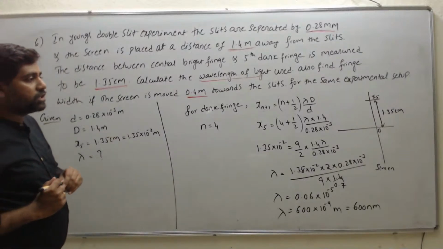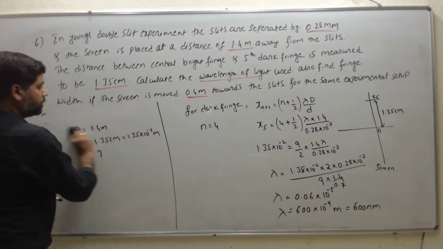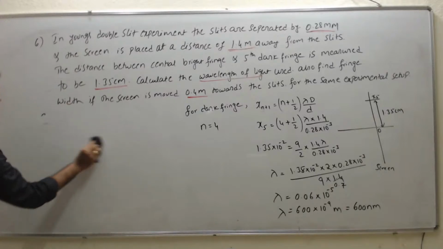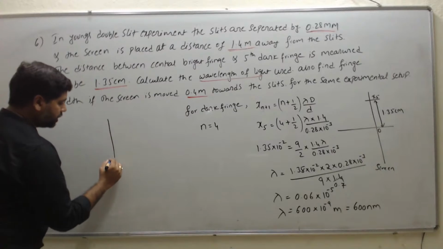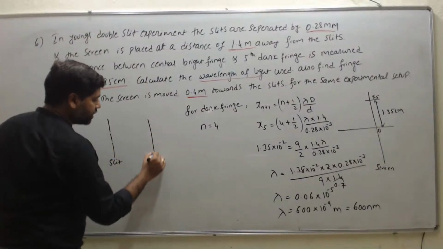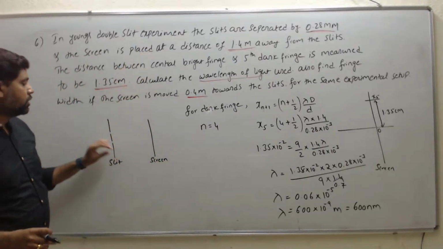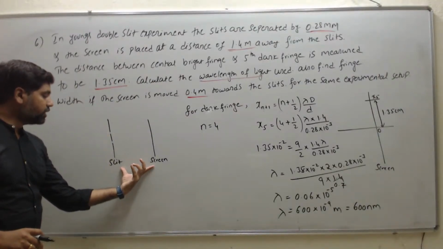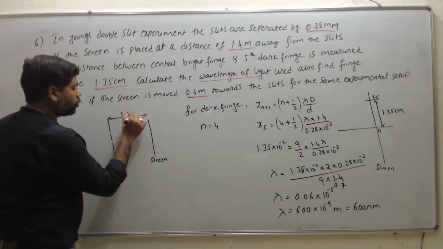So in the second condition, what is given? Initially here is the slit, and here is the screen. In the given question, the slit distance is 0.28 millimeter and the distance between the slit and the screen, from here to here, is 1.4 meter.